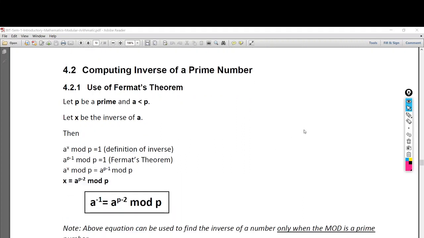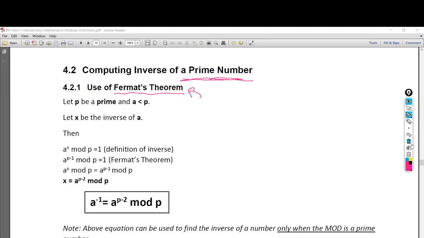Computing the inverse of a prime number. We are interested in computing inverses in prime moduli, not everything, especially the prime numbers. As I told you, there are two approaches. The first one is the use of Fermat's theorem. We have already used Fermat's theorem to find the remainder of very big powers, so that is the first usage. Now we are going to use the second usage of Fermat's theorem, finding inverses.